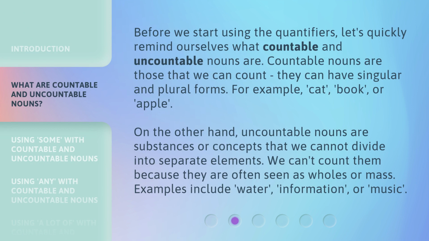Before we start using the quantifiers, let's quickly remind ourselves what countable and uncountable nouns are. Countable nouns are those that we can count. They can have singular and plural forms. For example, cat, book, or apple. On the other hand, uncountable nouns are substances or concepts that we cannot divide into separate elements. We can't count them because they are often seen as wholes or mass. Examples include water, information, or music.